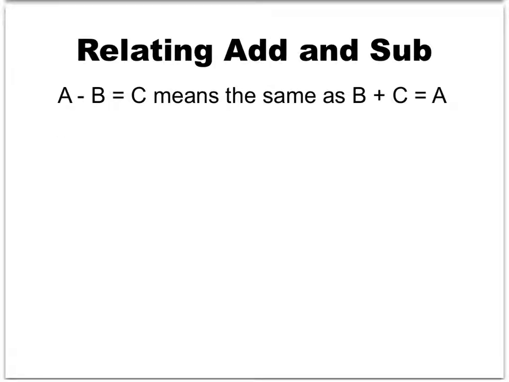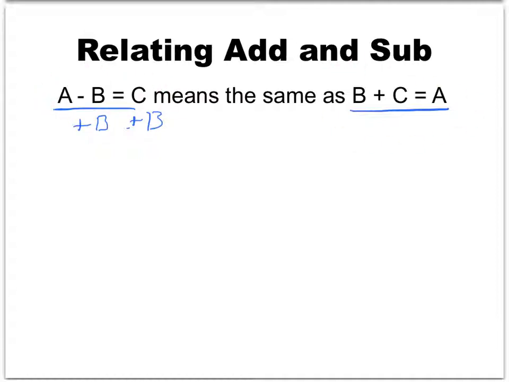Now, every subtraction problem is equivalent to an addition problem, and vice versa. And so this simple relationship relates addition and subtraction. So an equation a minus b equals c means the same as the equation b plus c equals a. Now, what it looks like we're doing is, with this equation, if we add b to both sides, then we get this equation over here.